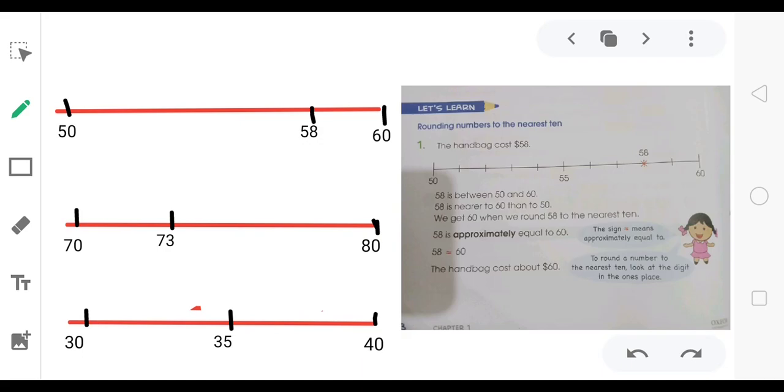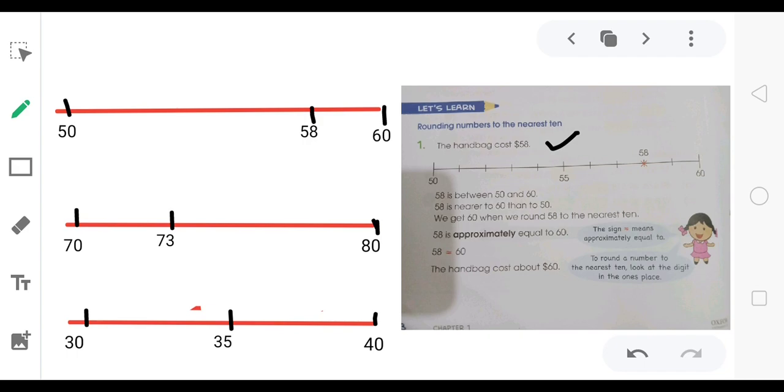For your convenience, I made a number line over here. With the help of the number line, you can round off numbers to the nearest tens. Now listen to me carefully. The first is the cost of the handbag. That is $58.